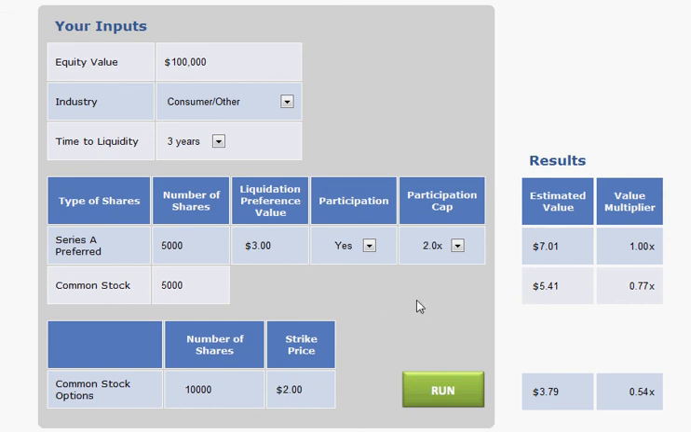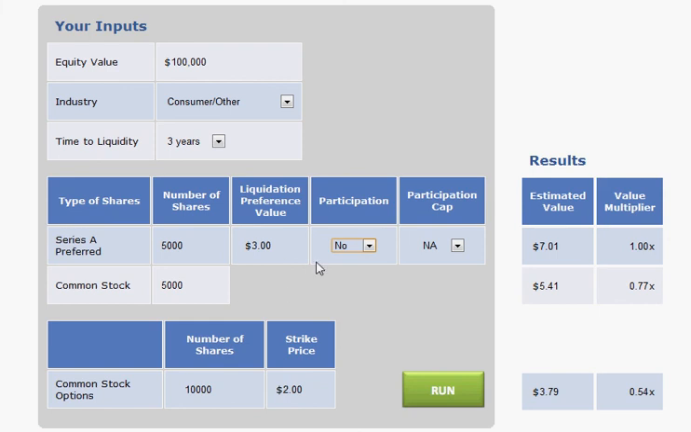You can use this calculator as an example to test how different features work here and what's important. So for example, we said participation is important, and so participation is favorable to preferred shareholders. If we switch participation here to no, and when there is no participation, then common shareholders are in more favorable position.